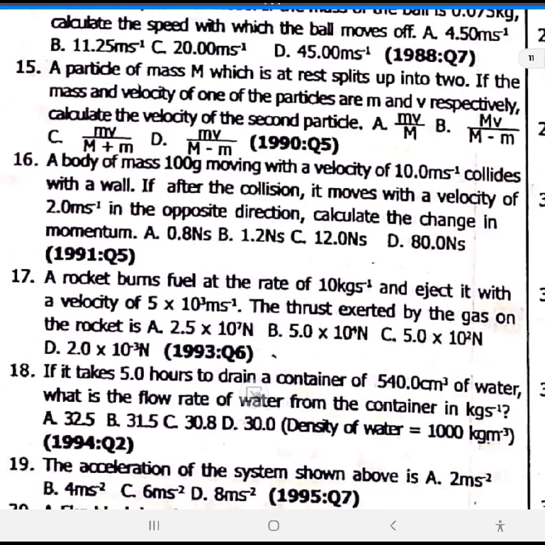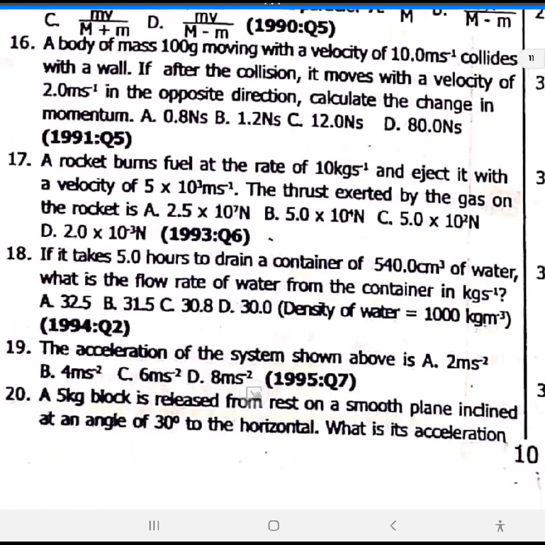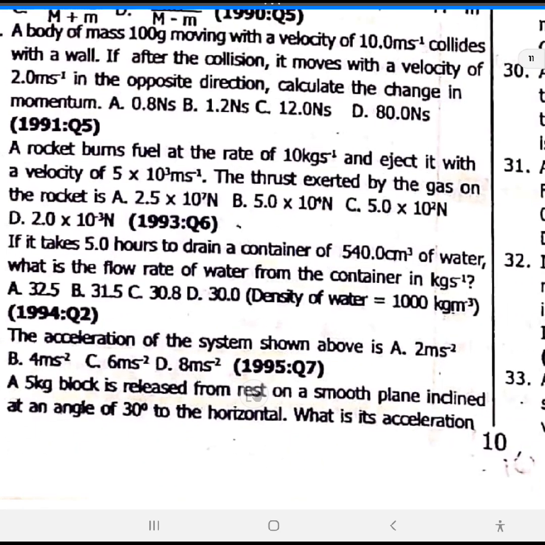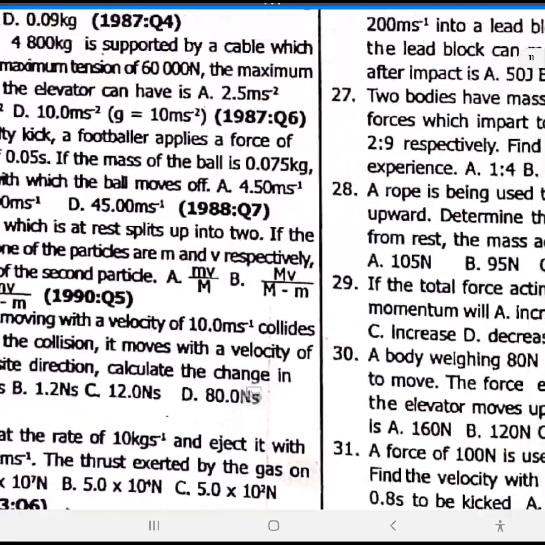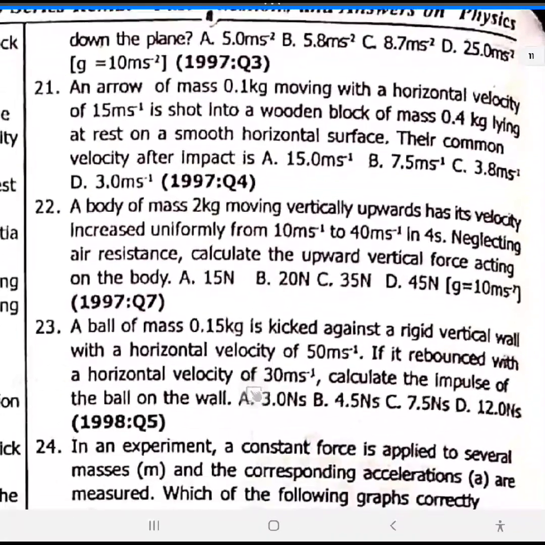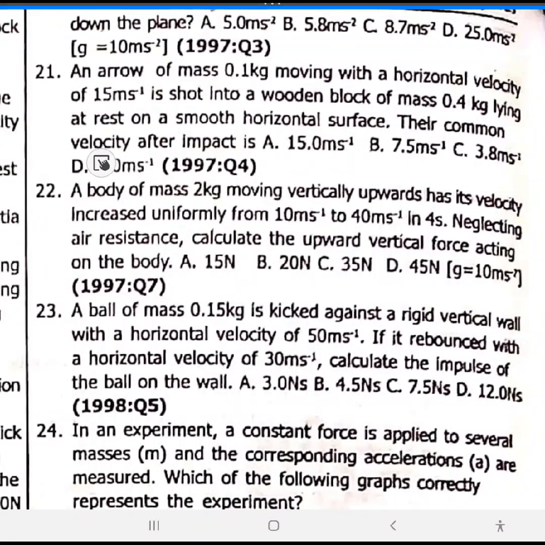16, skip. 17, skip. 18, 19, skip. 20, skip. Okay. 21, skip. 22, skip. 23, skip.